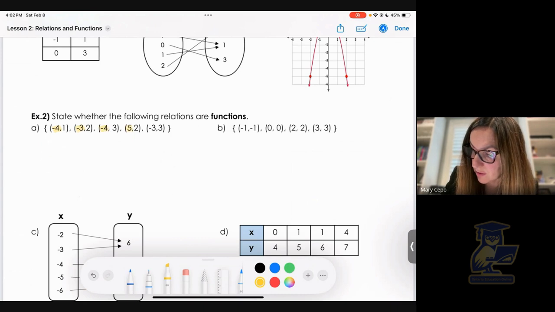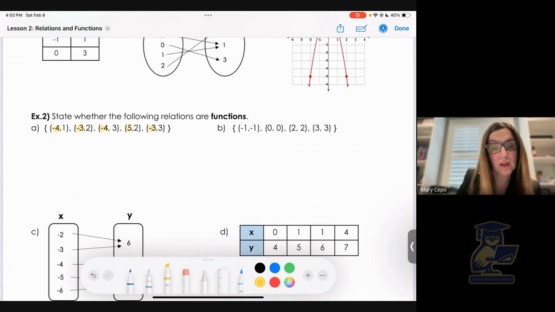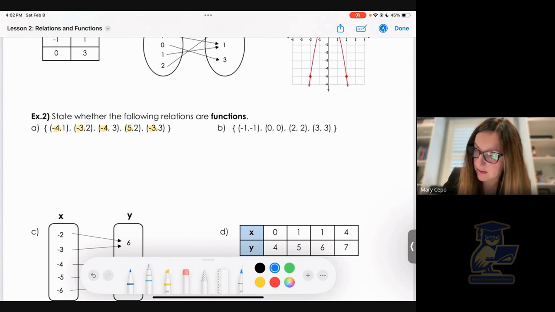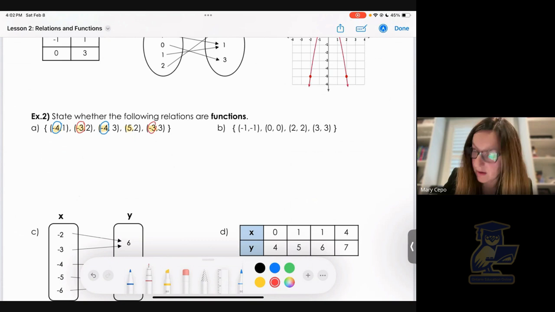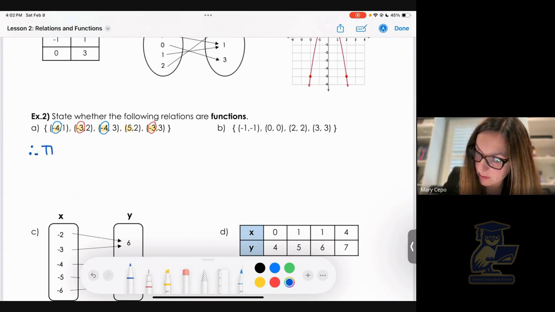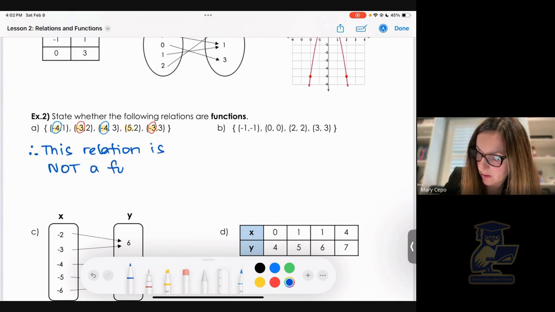Looking at that, I'm going to circle. Notice there's a -4 for X here and a -4, it repeats. So right away, we know this relation is not a function. We also see, I'll just do it in a different color to change it up, -3 and -3. So therefore, we can say this relation is not a function.